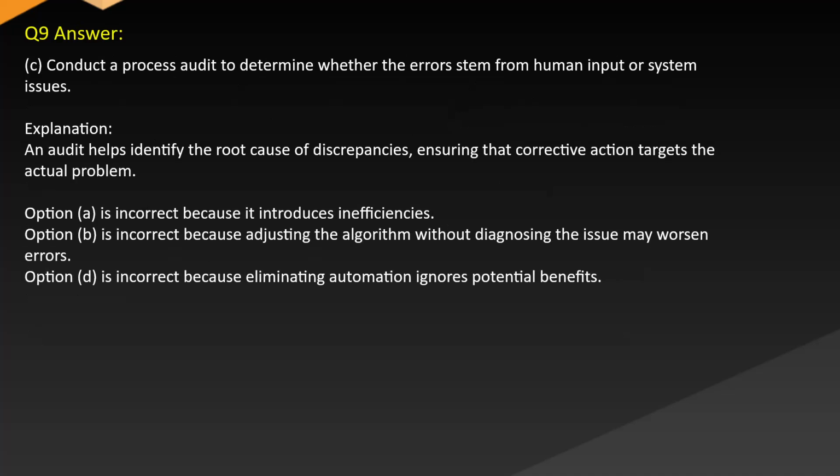Answer C. Conduct a process audit to determine whether the errors stem from human input or system issues. Explanation. An audit helps identify the root cause of discrepancies, ensuring that corrective action targets the actual problem. Option A is incorrect because it introduces inefficiencies. Option B is incorrect because adjusting the algorithm without diagnosing the issue may worsen errors. Option D is incorrect because eliminating automation ignores potential benefits.